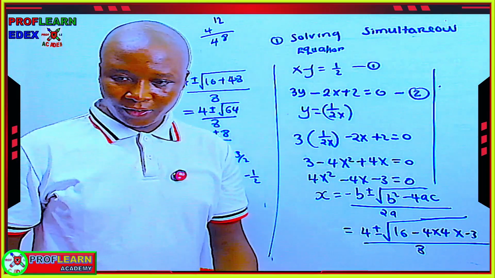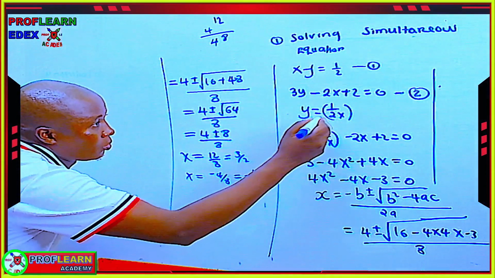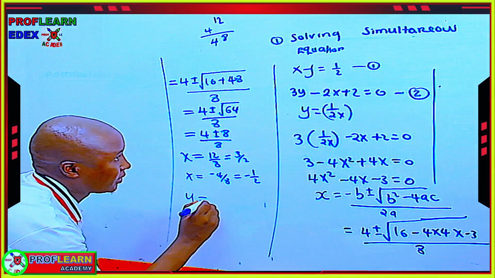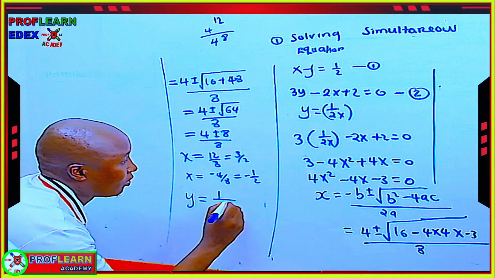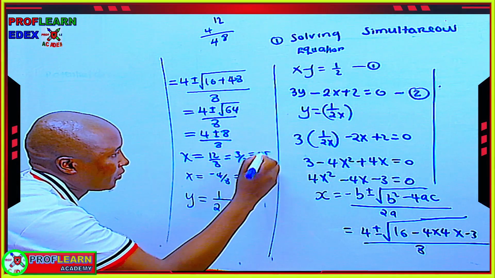Since we are solving for x and y, we are going to substitute to find y here. Our y is basically 1/(2x). This is the same as 1.5, isn't it?